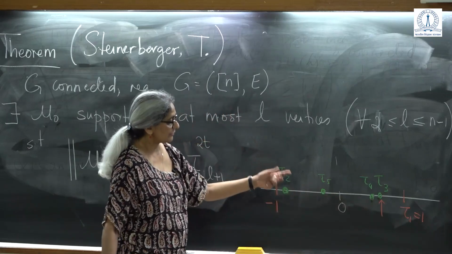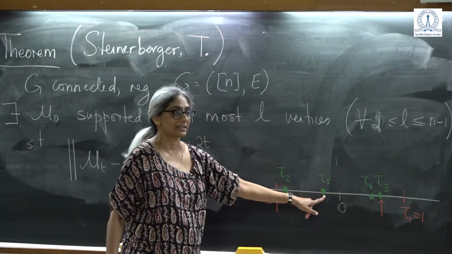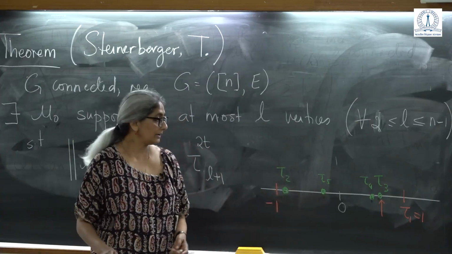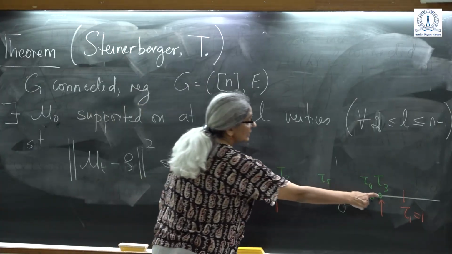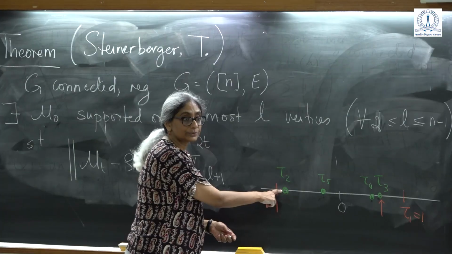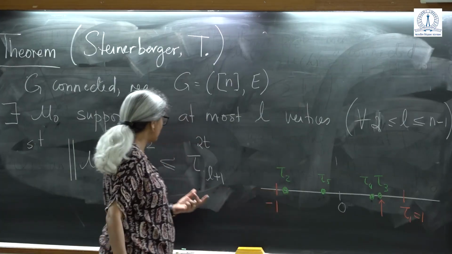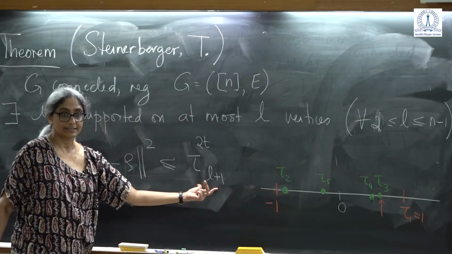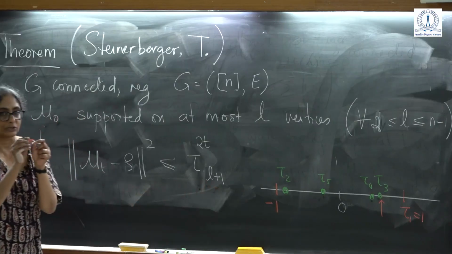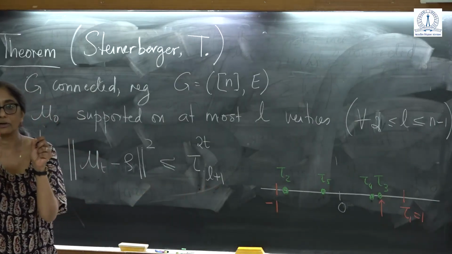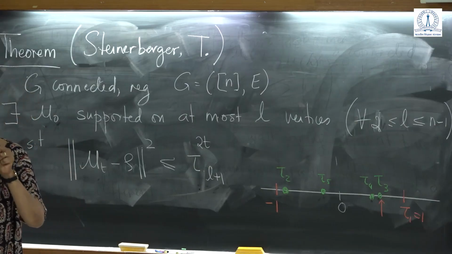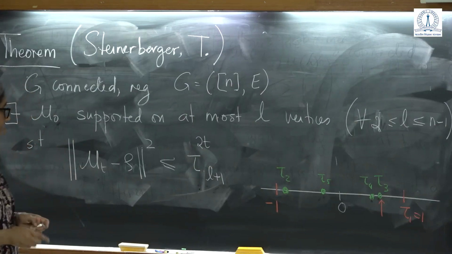If you're willing to start on 4 vertices, tau 5 will do it, and so on, right? So it could be that these numbers, like tau 3, could be a lot smaller than tau 2. So you're going to get much, much faster convergence by choosing to have your measure start on more than one vertex. So that is what the theorem is saying.